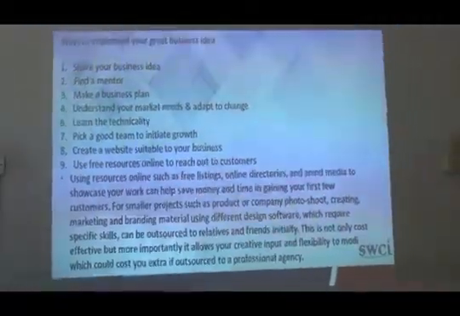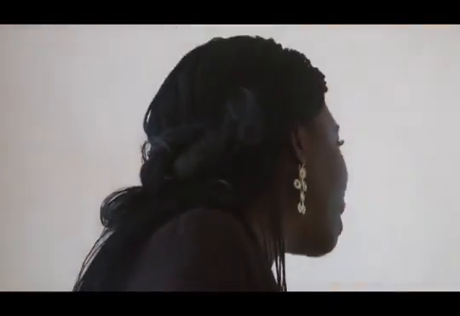Number 4, understand your market and adapt to change. I explained markets to you. You should have understood that by now. Understand your market. If there are threats, adapt to change. Number 5, learn the technicalities of your business. Then number 6, pick a good team to initiate growth. The team you have is very, very important in initiating the growth of your business. Always pick the best.